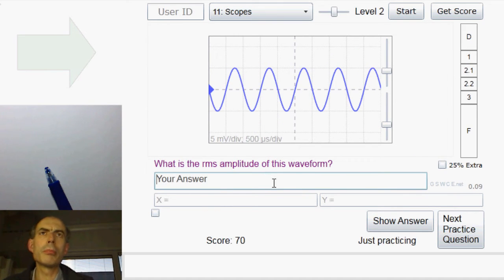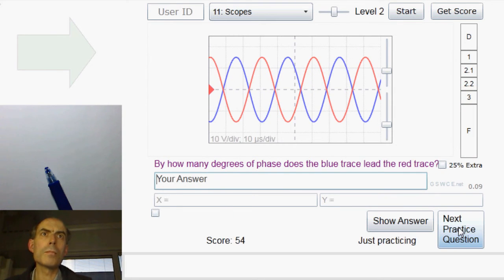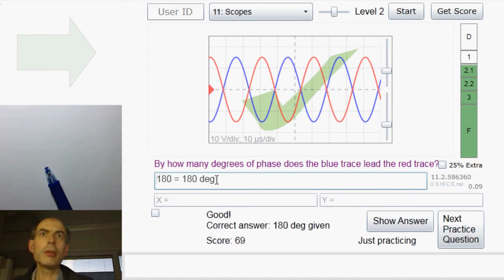Just when I was thinking these are a bit too easy for level 2, what is the RMS amplitude? Well, you have to remember that the RMS amplitude is 1 over root 2 times the 0 to peak amplitude. The 0 to peak amplitude is 5 millivolts. So we divide that by the square root of 2, and that's how to write the square root of 2, so the calculator understands it. That should do. Yep. Now they're in exact antiphase, so that means 180 degrees out of phase.